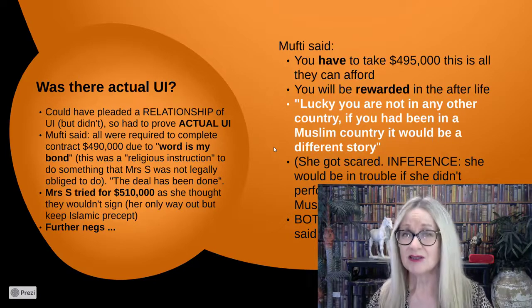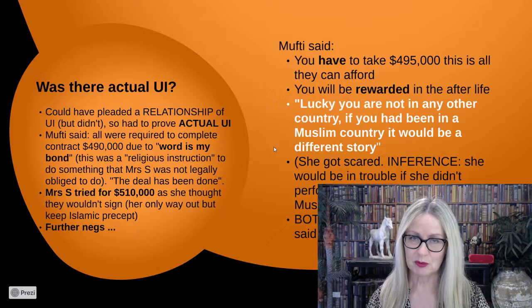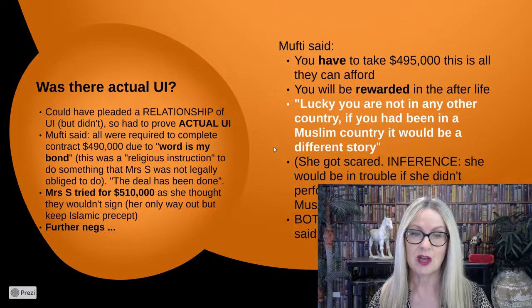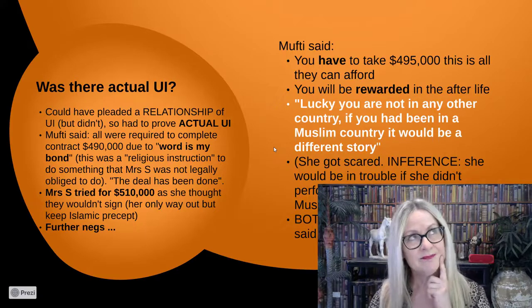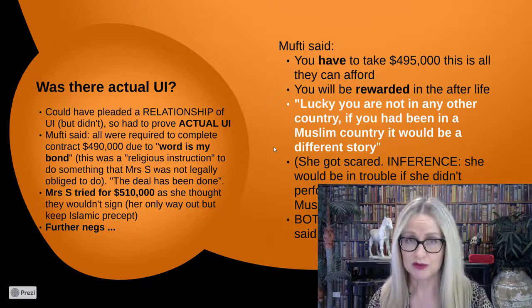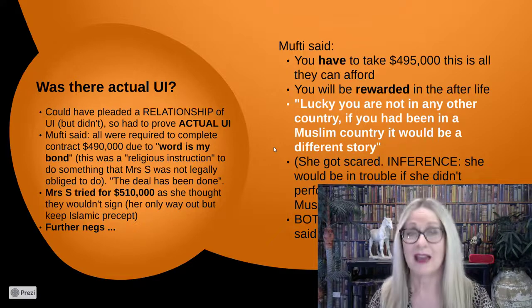but she still, being the astute businesswoman that she was, wasn't necessarily comfortable with just rolling over and selling at $490,000. She really didn't want to sell, despite the fact that the Mufti was encouraging her to do so. The Mufti even said, the deal is done. Mrs. Sadiq thought, what shall I do about this? How can I comply with the Mufti's instructions but still back out of this deal?